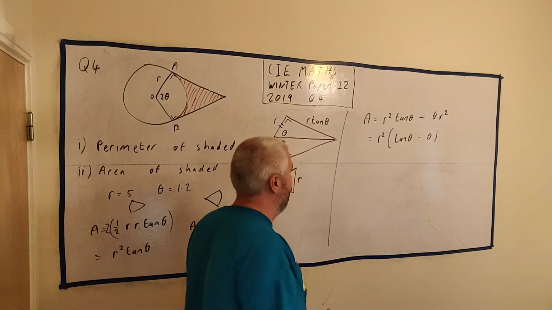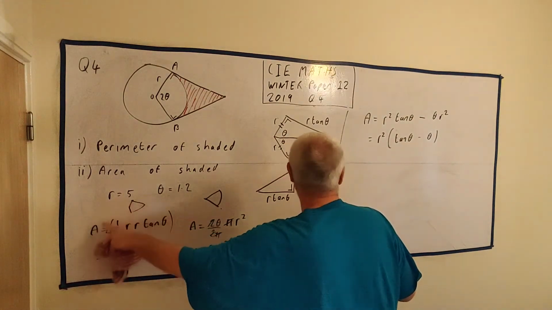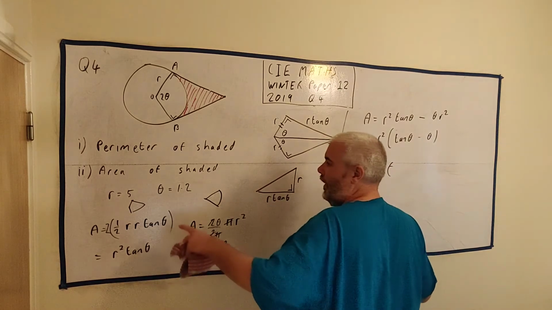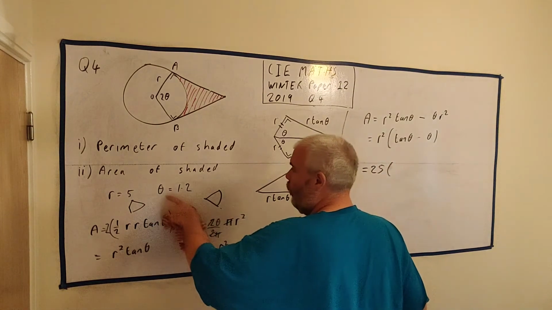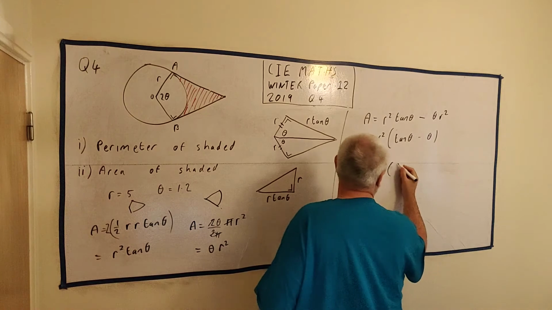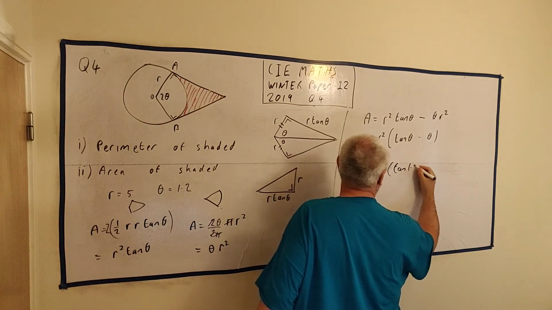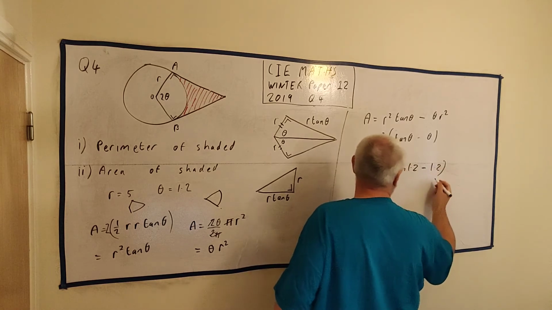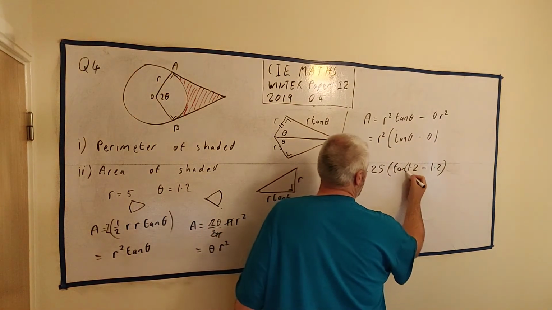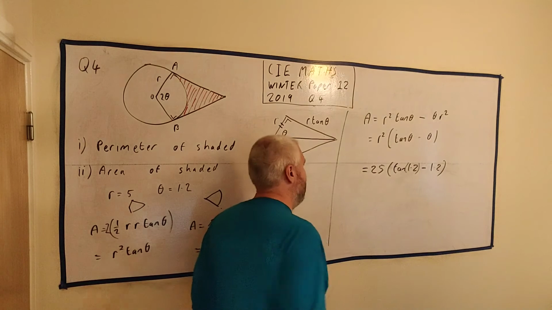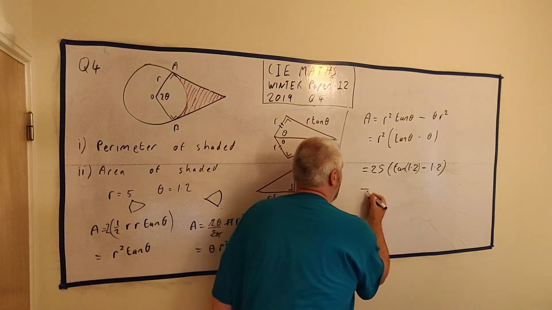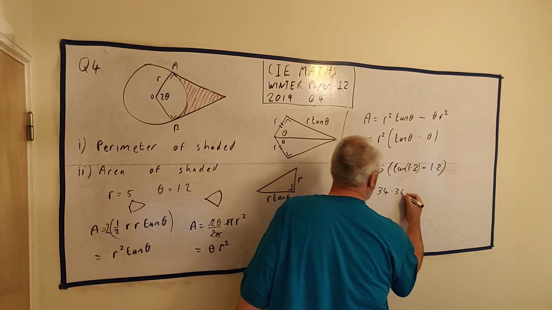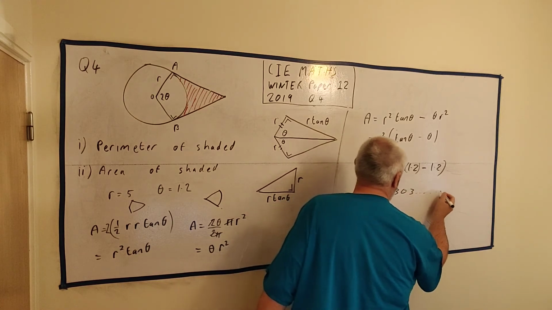So that would be the answer, except we know that r is 5. So this is equal to 25. We know that theta is 1.2. So this is tan 1.2 minus 1.2. Again, make sure you do the tan of this bit first. So we put that into a calculator and we get 34.303, and this goes on.